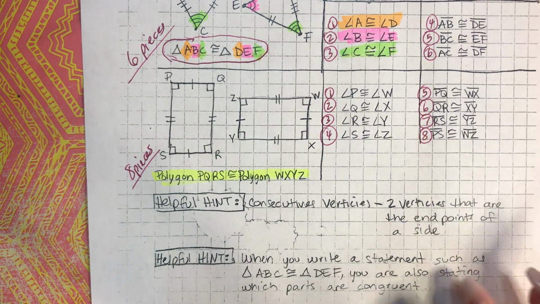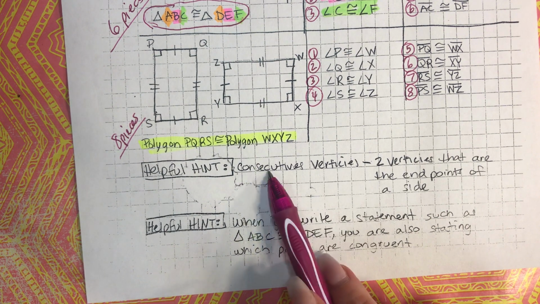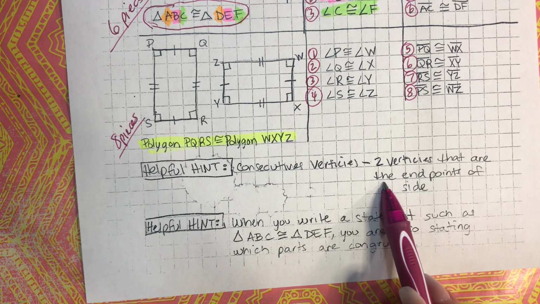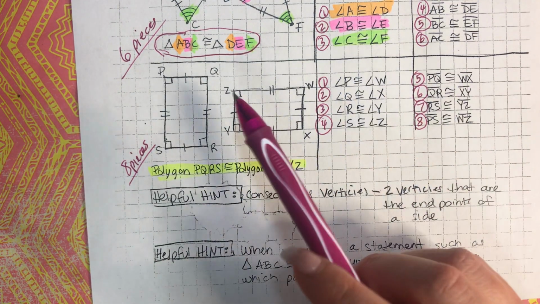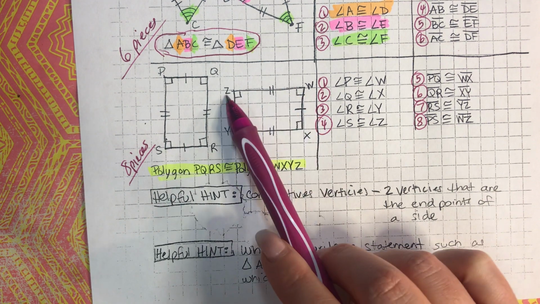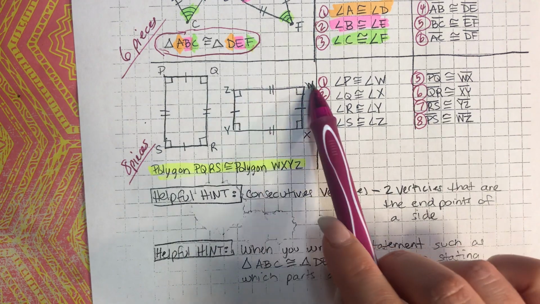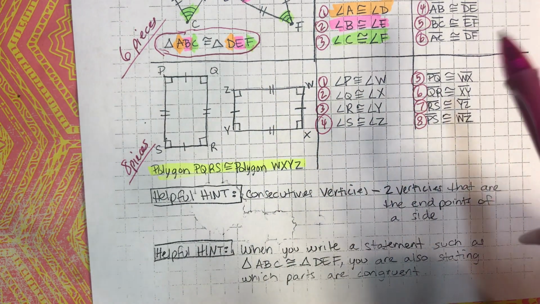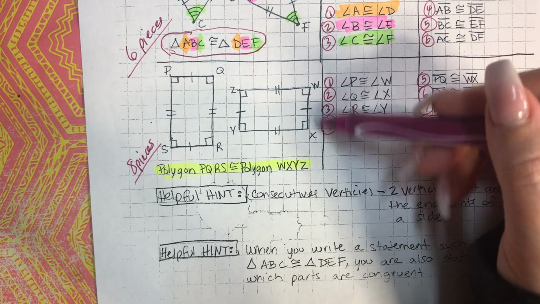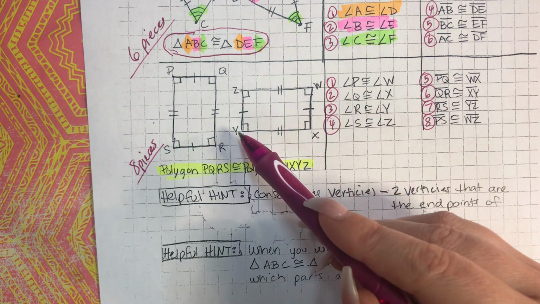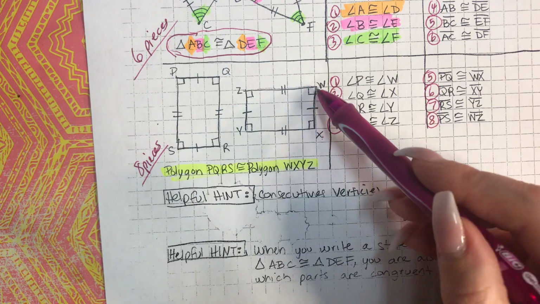All right? So just a helpful hint, consecutive vertices, okay? Consecutive means right next to each other. So those are 2 vertices that are the endpoints of a side. So if we looked at this side right here, WZ, the 2 endpoints are W and Z, so that means that they're consecutive vertices, okay? Another one would be right here, WX. So angle W and angle X, those are consecutive. Okay, but WY would not be. There's no segment connecting those, so those would not be consecutive vertices.